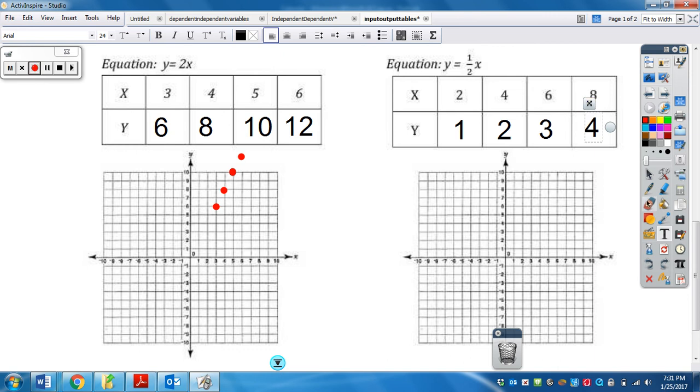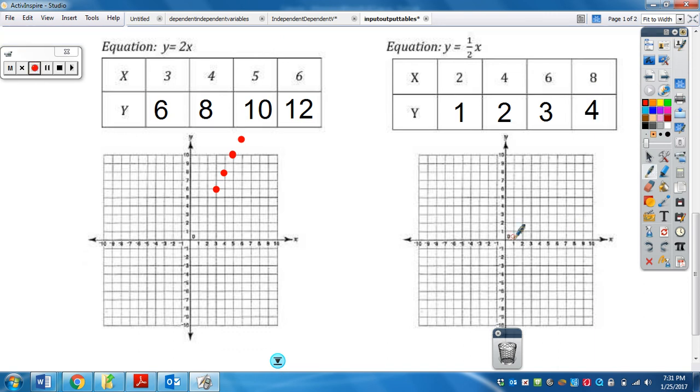So my next thing is to go down here and actually plot those points, and you guys should be getting pretty good at this by now. So again, we need to look at our x and y pairs, or our ordered pair, and that means that my first ordered pair is 2, 1. So I need to find 2 on the x-axis and go up to 1. Probably need to make that dot a little bigger, huh?